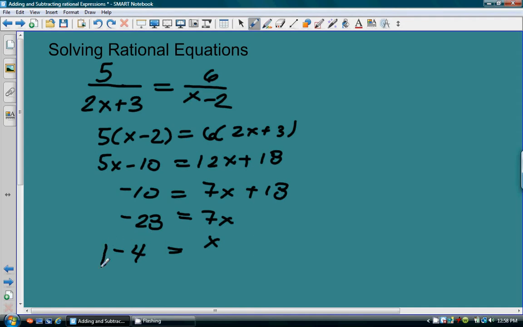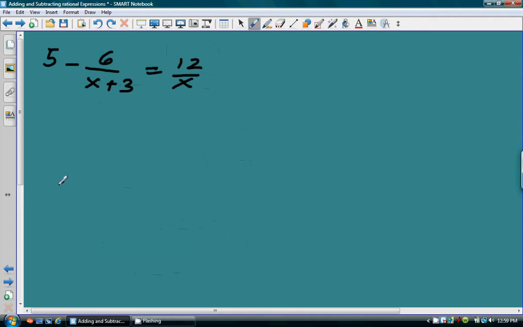Now last but not least, always make sure that this answer, when you put it back into the denominators here, is not equal to 0. If you put in negative 4 here, it's still not going to equal 0 because that's negative 8 plus 3 gives us negative 5. Negative 4 minus 2 gives us negative 6.